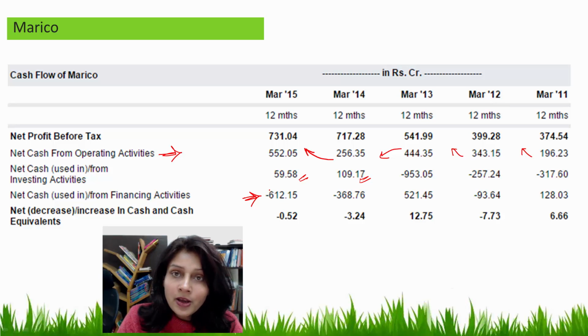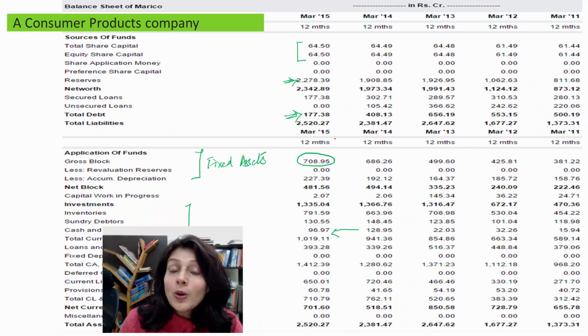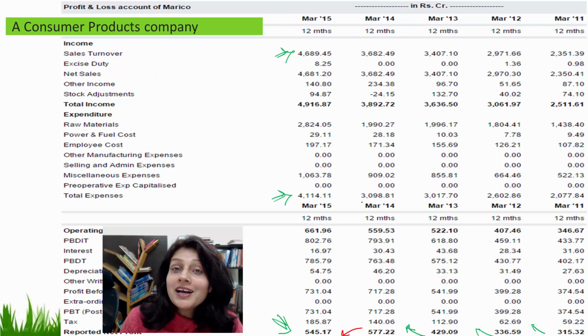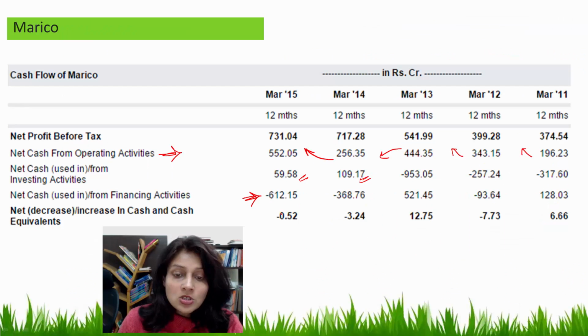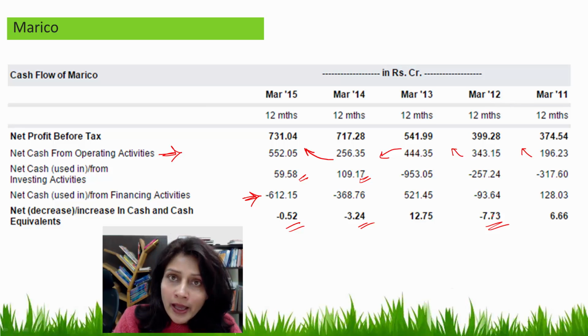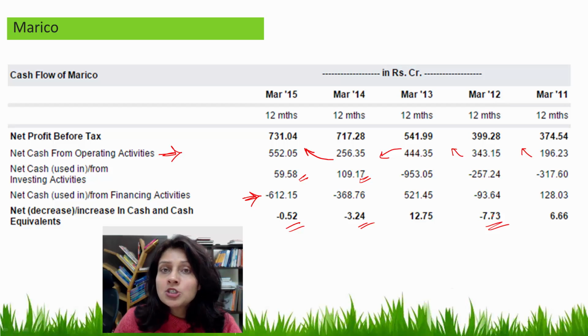Let's confirm this by going back to the balance sheet. So as confirmed by our cash flow statement, we can see that the company has been paying off its debt over the past few years, which is again a good sign. The company has also reduced its interest payments, as you can see, over the last few years, because it has been repaying its debt. So while the net increase in cash over most of the years for this company has been negative, that should not be a cause of worry, because we know that first it is generating positive operating cash flows, and second it is using its cash to pay off its debt.